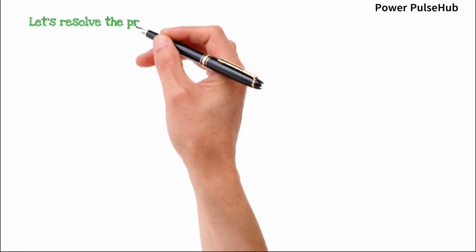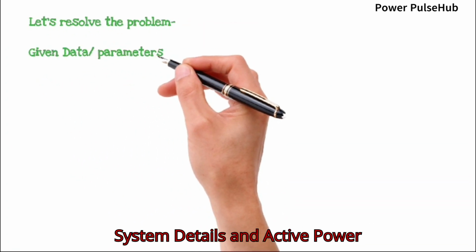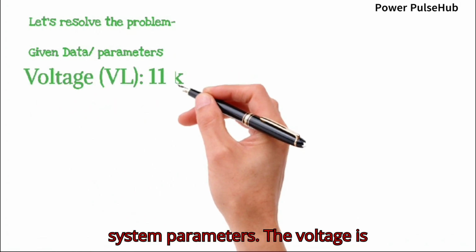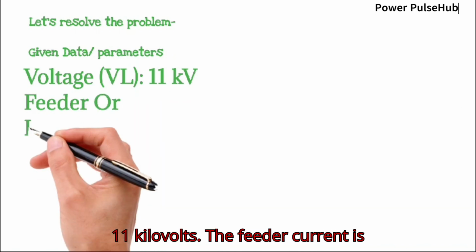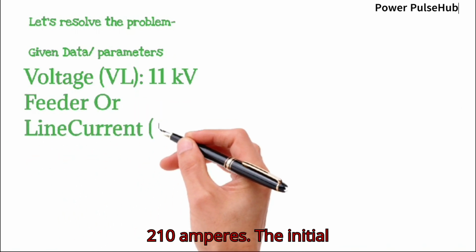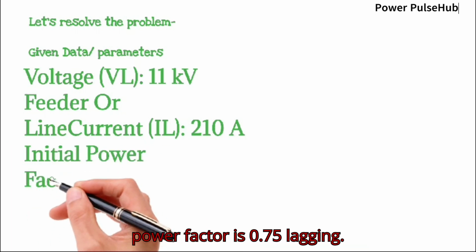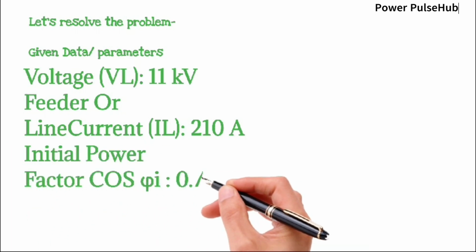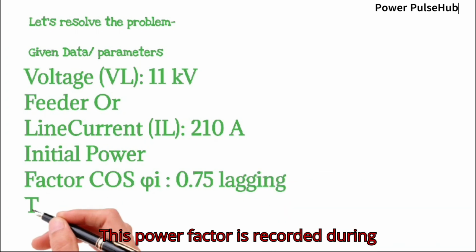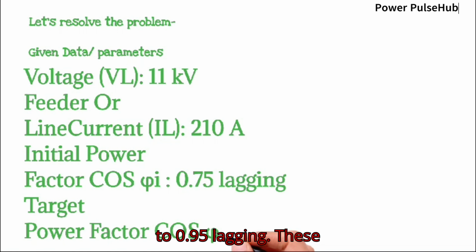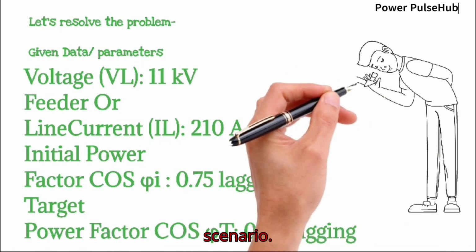Let's start. Step 1, System Details and Active Power Calculation. We start with the given system parameters. The voltage is 11 kV. The feeder current is 210 amperes. The initial power factor is 0.75 lagging. This power factor is recorded during overloading, and we aim to improve it to 0.95 lagging. These are the parameters we have in an actual scenario.